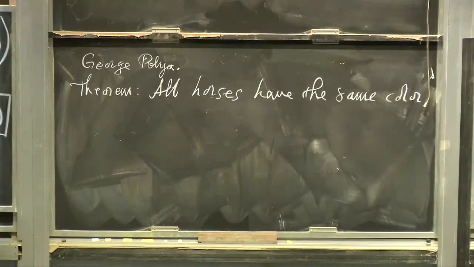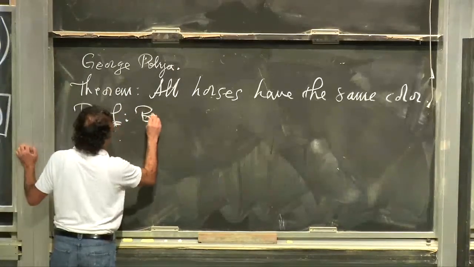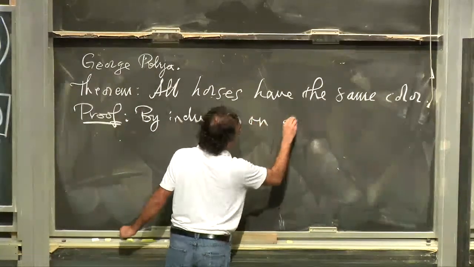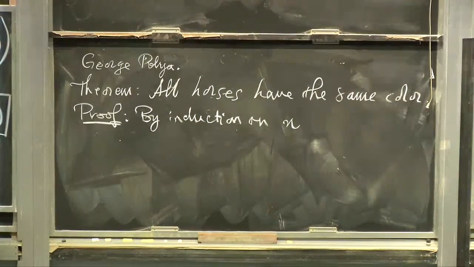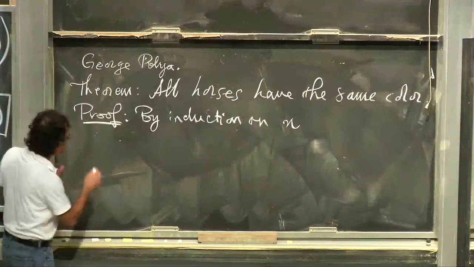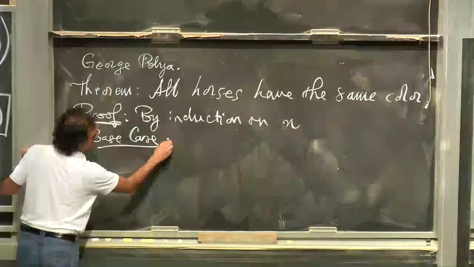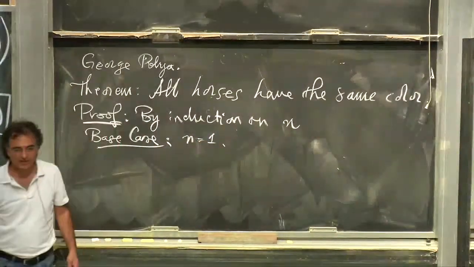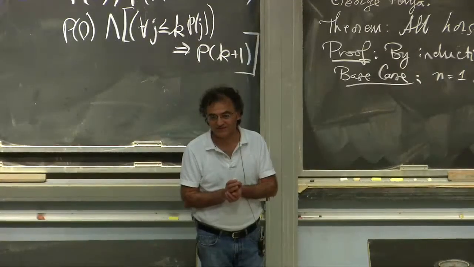Okay? So, proof by induction on n, the number of horses. Okay, so let's start gentle, right? So let's start with n equal to 1, the base case. So non-empty sets, right? Any set of one horse, well, it's obviously the same color as itself, so it's trivial.